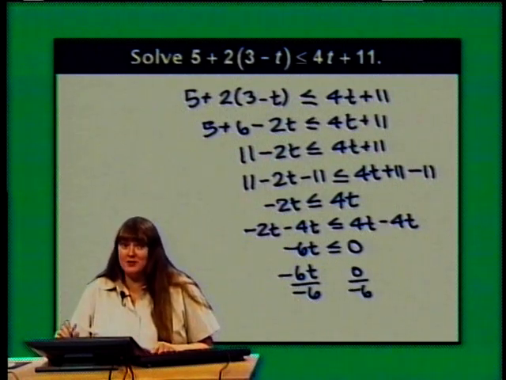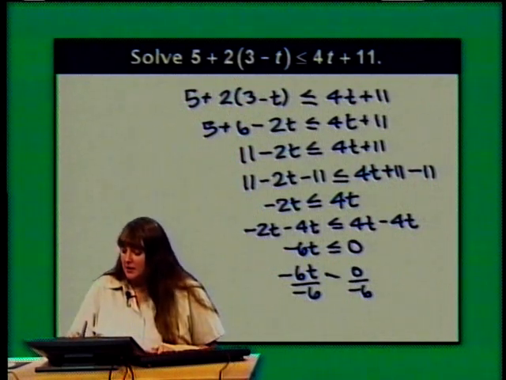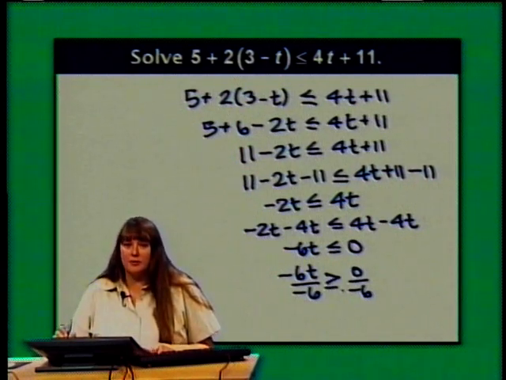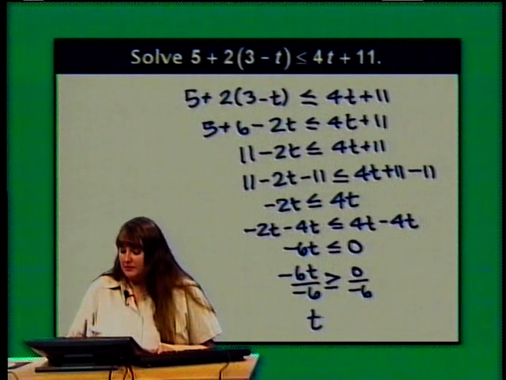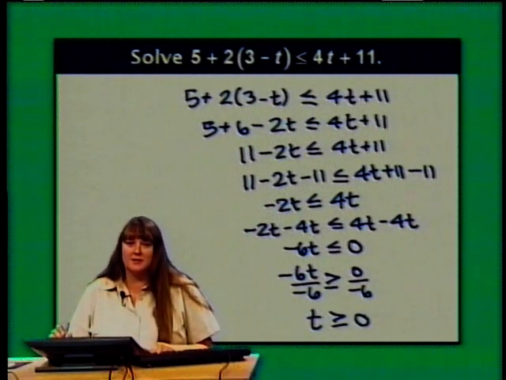Are little warning bells going off in your head? I hope so. We're dividing both sides of an inequality by a negative number. We need to reverse the sense of the inequality. So the less than or equal to symbol becomes a greater than or equal to symbol. And simplifying, t is greater than or equal to 0, because 0 divided by negative 6 is 0.